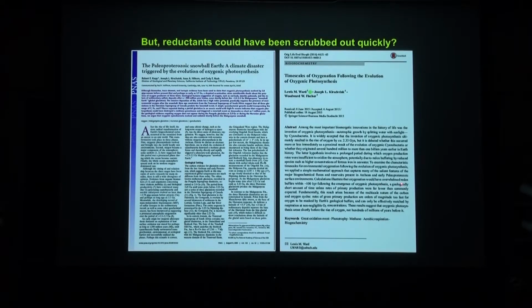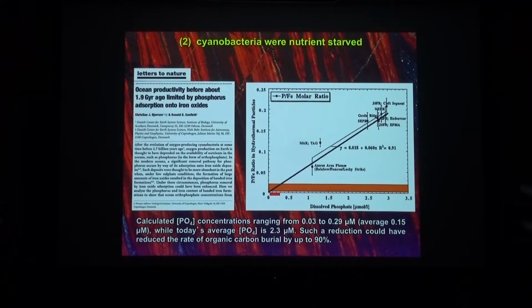Calculations illustrate oxygenation would have overwhelmed redox buffers within 100,000 years following the emergence of oxygen through photosynthesis, a geologically short amount of time, unless rates of primary productivity were far lower. I think that is a key point. Because how else could we explain it? Well, one is that cyanobacteria, in fact, were nutrient starved.